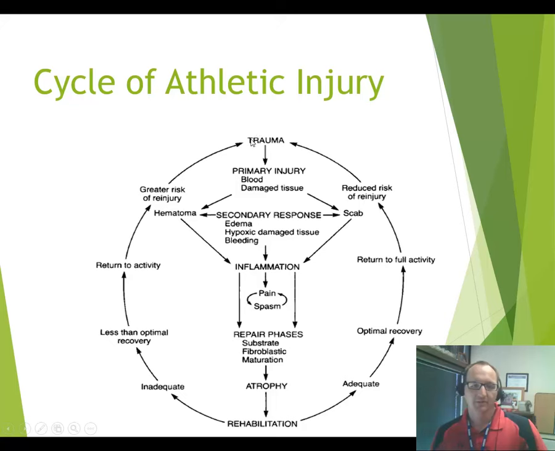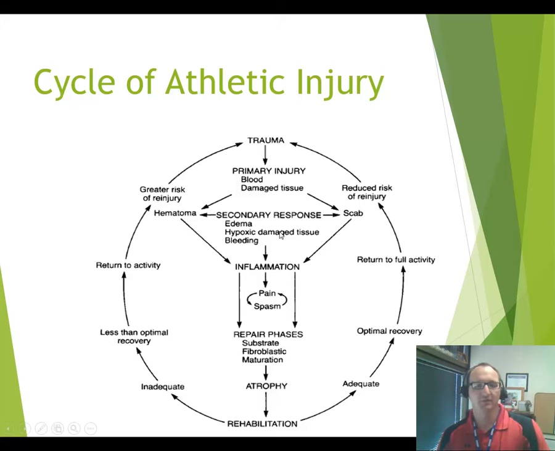Okay, so we've got an initial trauma. Primary injury may result in a hematoma in the case of a closed wound; in the case of an open wound, it may clot and scab. I don't expect you to memorize this chart, but what it tells us is if rehab is adequate, we get optimal recovery, a return to full activity, and then our risk of subsequent re-injury is less. We can't prevent all injuries though.